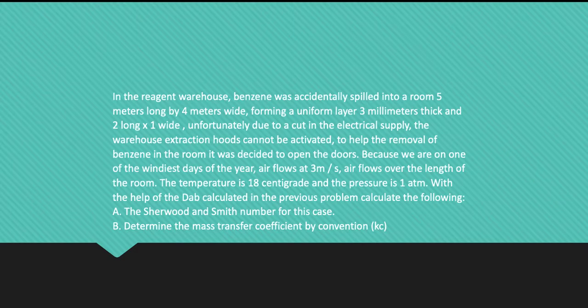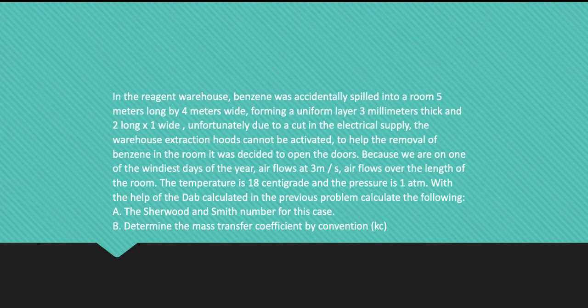Unfortunately, due to a cut in the electrical supply, the warehouse extraction hoods cannot be activated. To help the removal of benzene in the room, it was decided to open the doors. Because we are on one of the windiest days of the year, air flows at 2 meters per second. Air flows over the length of the room. The temperature is 18 degrees centigrade and the pressure is 1 atmosphere.